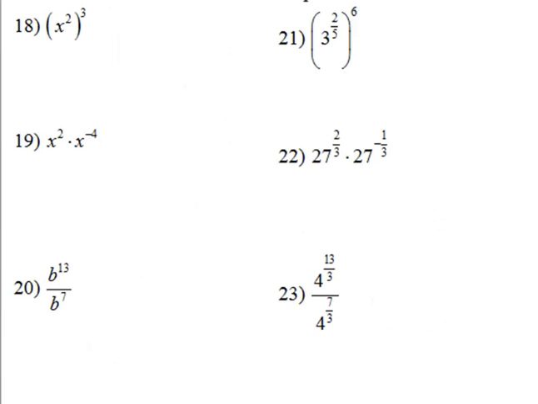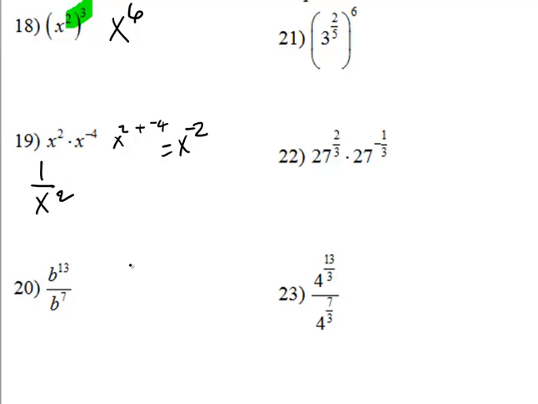And again, in number 18, we have parentheses. So I'm going to multiply these two exponents, and I will have x, 2 times 3 is 6. Here, again, I'm multiplying. There's no parentheses involved though, so now I'm going to add those. That's x to the 2nd plus negative 4, and that's x to the negative 2. Make it a reciprocal, 1 over x to the 2nd.